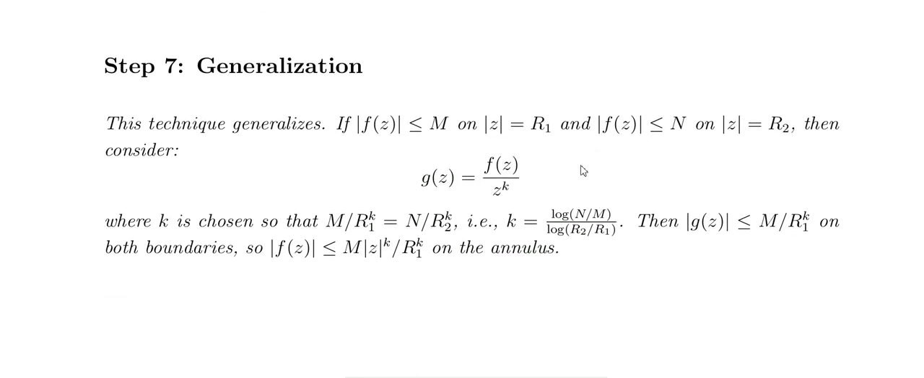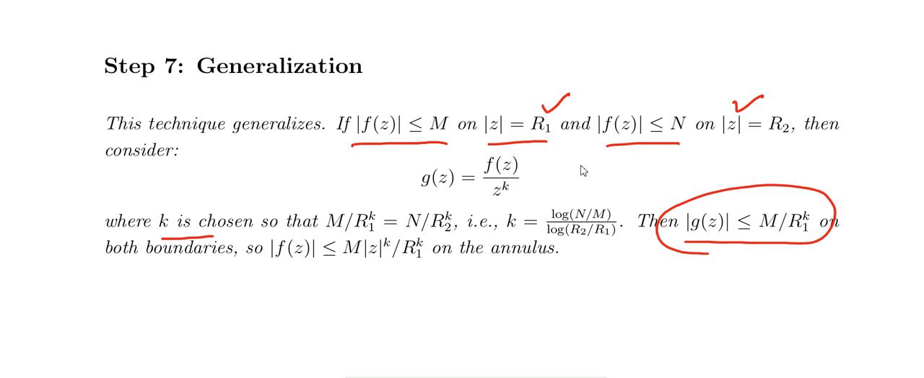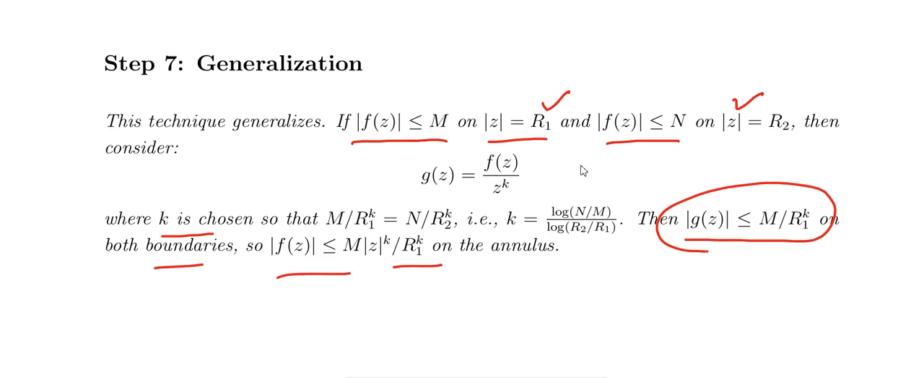The same way, generalization. |f(z)| ≤ M on |z| = r1, that is one of the boundaries, and |f(z)| ≤ N on |z| = r2. Define g(z) = f(z)/z^k, where k is chosen so that M/r1^k = N/r2^k, that is k = log(N/M) divided by log(r2/r1). So |g(z)| ≤ M/r1^k on both boundaries, that is M times |z|^k divided by r1^k on the annulus, bounding |f(z)|.